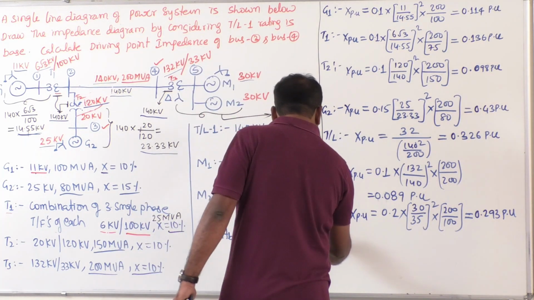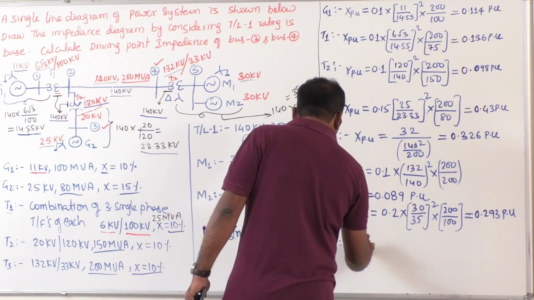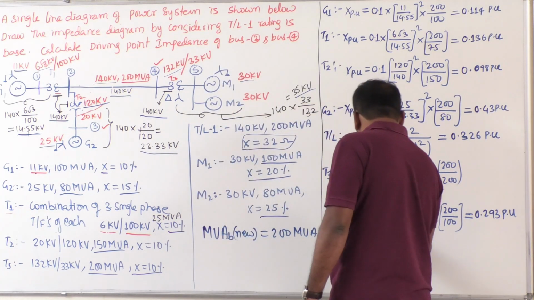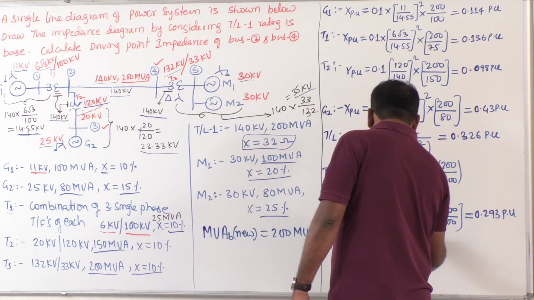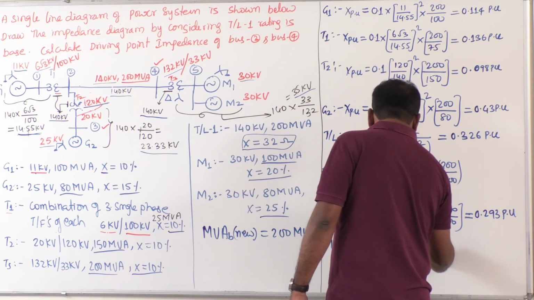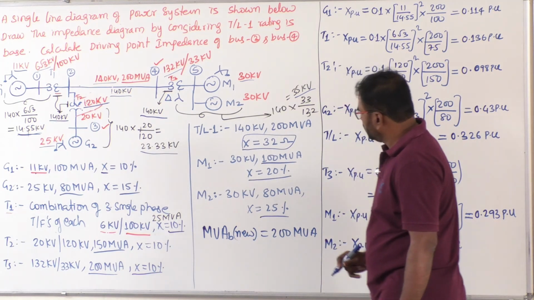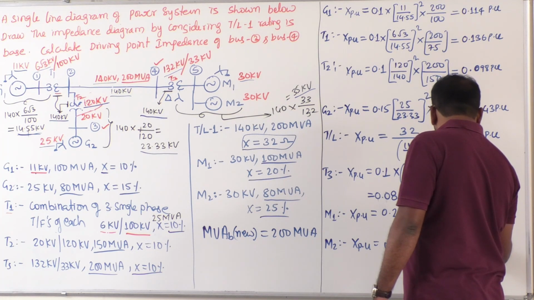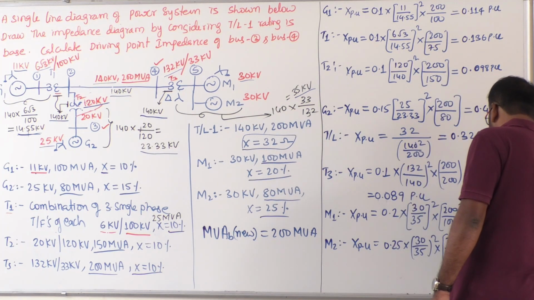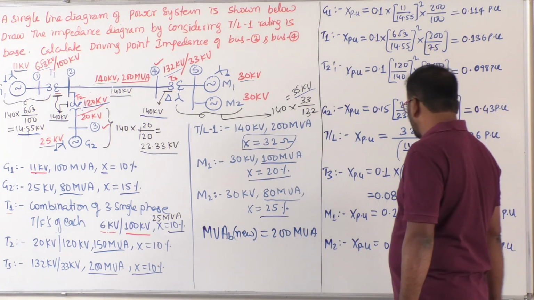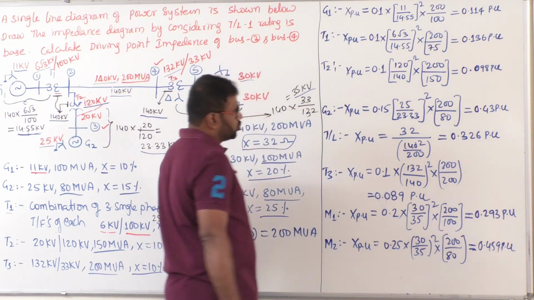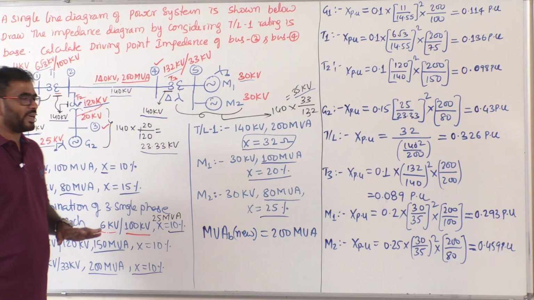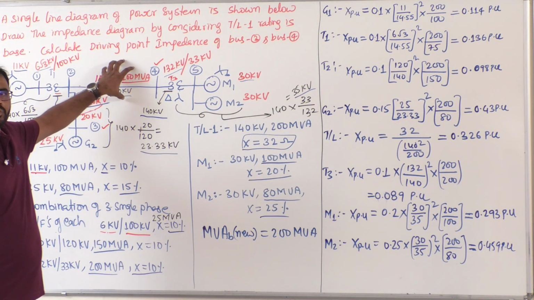Now coming to motor 2. What is X per unit new of motor 2? X per unit old of motor 2 is 0.25, multiplied with 30 by 35 square, multiplied with 200 by, what is the MVA old? 80. If I solve this, we get 0.459 per unit. That is the new per unit reactance of motor 2. So we have evaluated the new per unit reactances for all the elements by considering the transmission line rating as base.